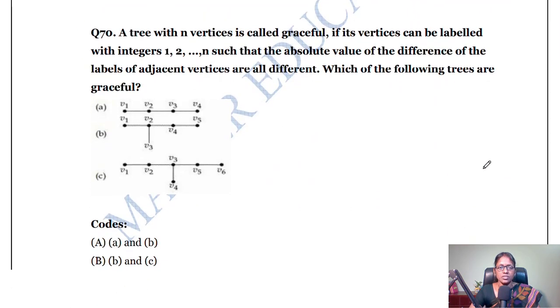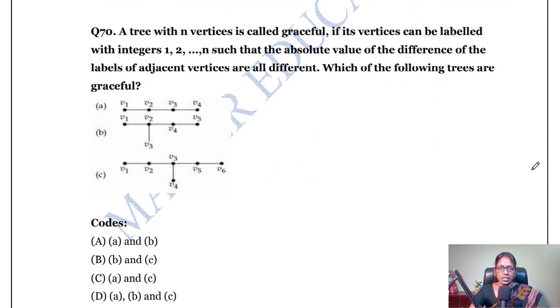Yes. The next question is, a tree with n vertices is called graceful if its vertices can be labeled with integers 1, 2, up to n, such that the absolute values of the differences of the labels of adjacent vertices are all different. Which of the following trees are graceful? So first of all, we see what is a graceful tree.